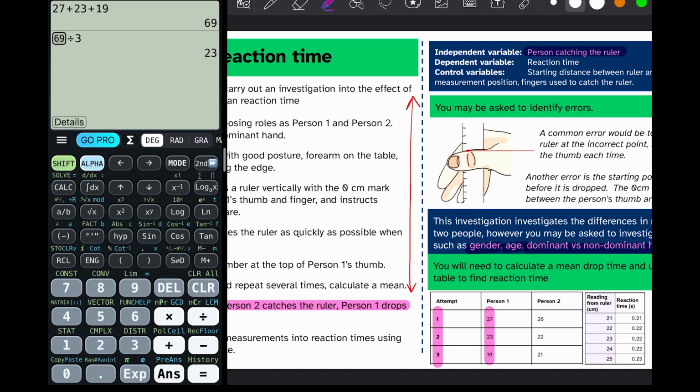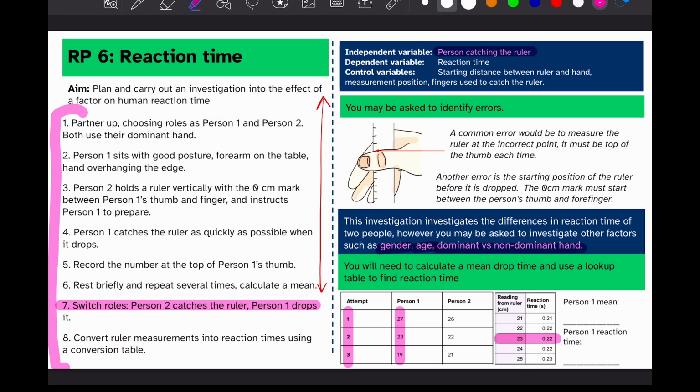Then what you do is you go to one of these things here, which is a reaction time lookup table. And we take our reaction time. So for 23, we find that a person with a reaction distance of 23 centimeters would have a reaction time of 22. So that is it. That is the practical. That's how you find someone's reaction time.